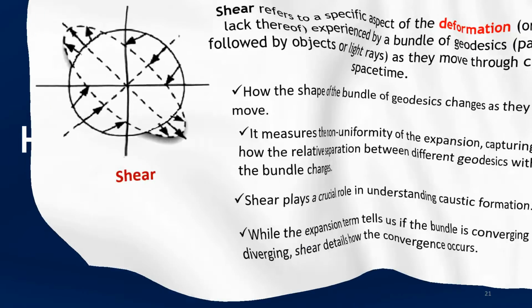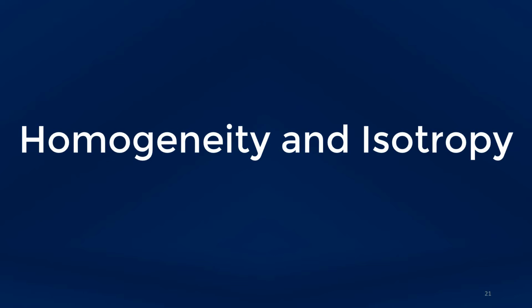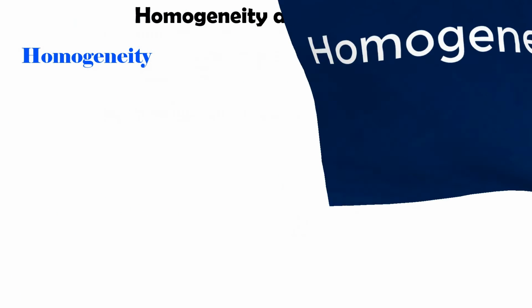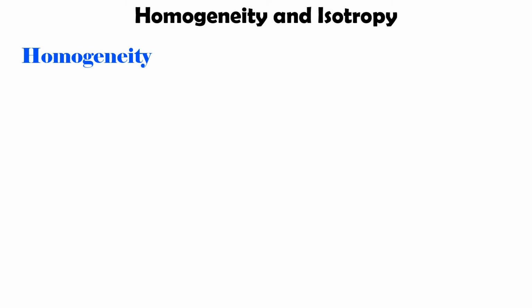The next fundamental concept in understanding the Raychaudhuri equation is homogeneity and isotropy. And these are things which sometimes I have seen that students get confused. So more or less they are the same. I will just explain to you.